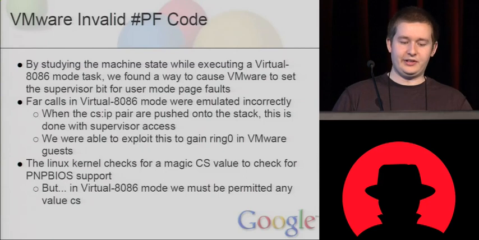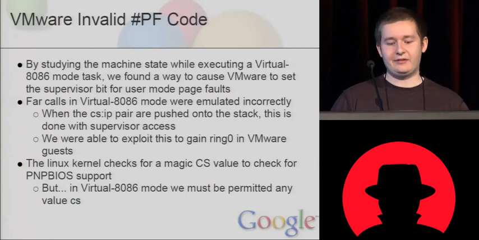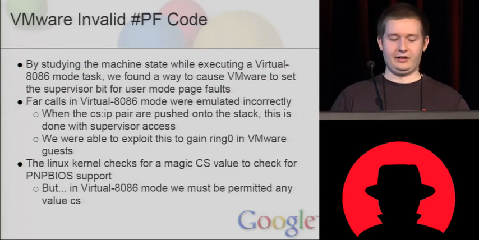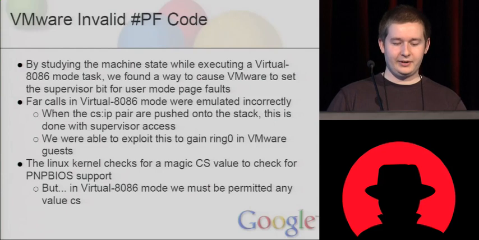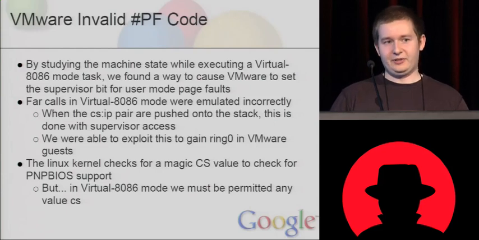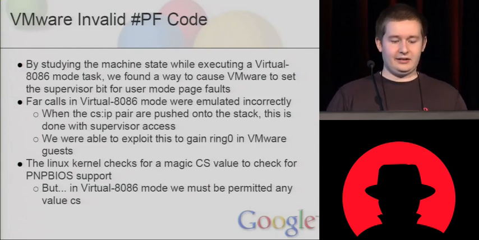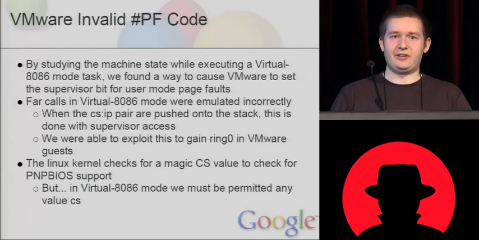The reason we were able to do this was because the Linux kernel has a check for a magic CS value to look for an unusual event caused by PNP BIOS support. But because this magic value is something you wouldn't normally be able to set, in virtual 86 mode you must be allowed to set it, because this is how real mode addressing works.